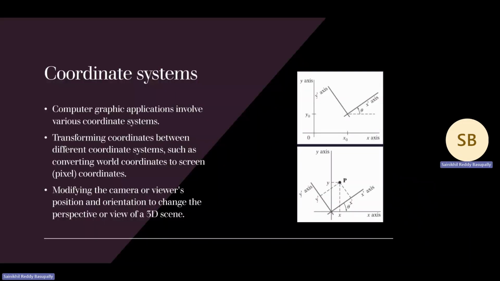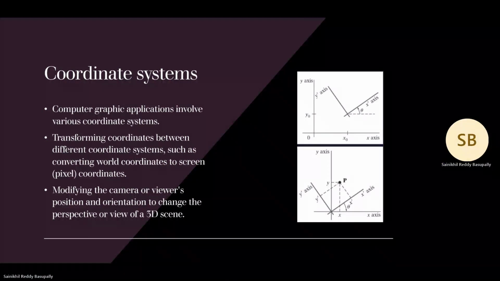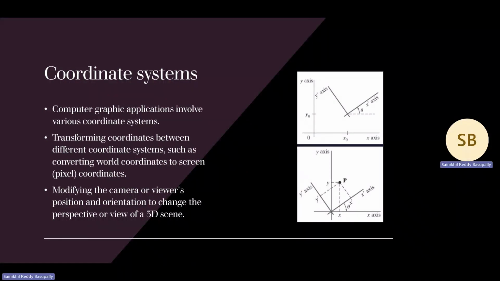So coming to transformation between coordinate systems, generally computer graphic applications involve various coordinate systems. Transforming coordinates between different coordinate systems, such as converting world coordinates to pixel coordinates, and modifying the camera or viewer's position and orientation to change the perspective or view of a 3D scene. So transformation between coordinate systems is very essential for computer graphic applications.